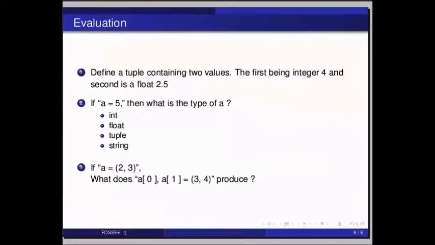Here are some self-assessment questions for you to solve. First one, define a tuple containing two values, the first being integer 4 and the second is a float 2.5. And the second question is, if a is equal to 5, then what is the type of a? The options are integer, float, tuple, string. And the third one is, if a is equal to 2, 3, what does a[0], a[1] is equal to 3, 4 produce?